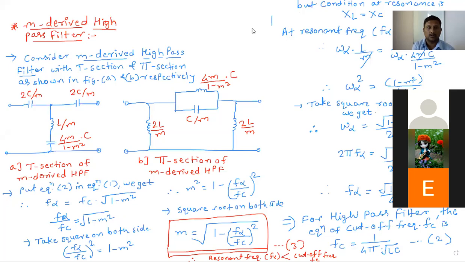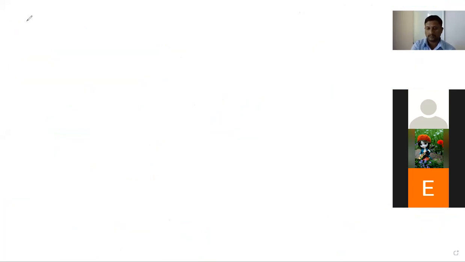Okay, so we can move towards the design. Design of M derived low pass filter we have completed. Similarly, we are going to solve the design of M derived high pass filter. Design of M derived high pass filter.